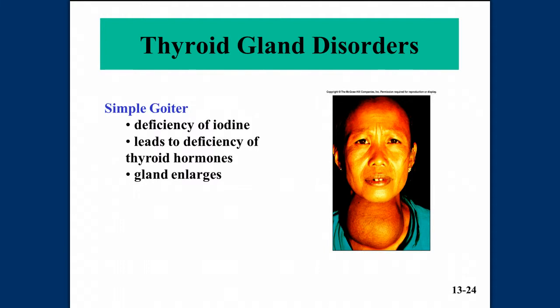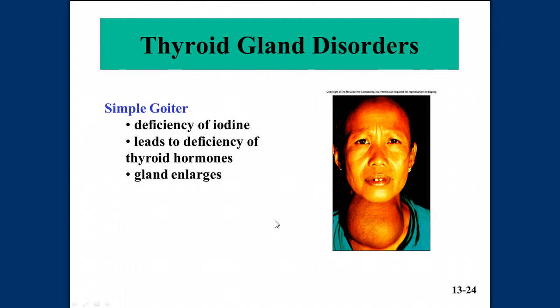Now, a goiter, you don't see these very often anymore. They're more in third world countries. It is a deficiency of iodine. Remember, T3 and T4, one of its main components is iodine. T3, 3 iodines, T4, 4 iodines in its chemical makeup. It leads to a deficiency of thyroid hormones, and the gland enlarges because of the deficiency of the hormones.